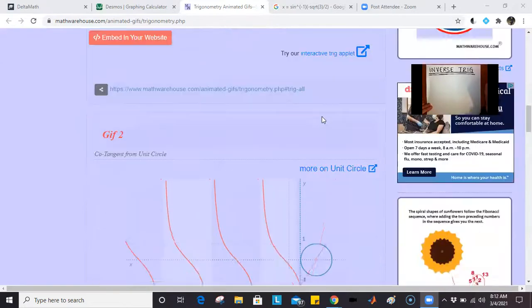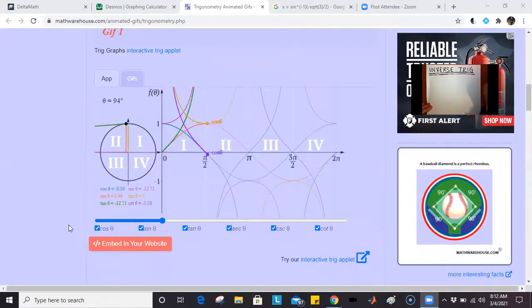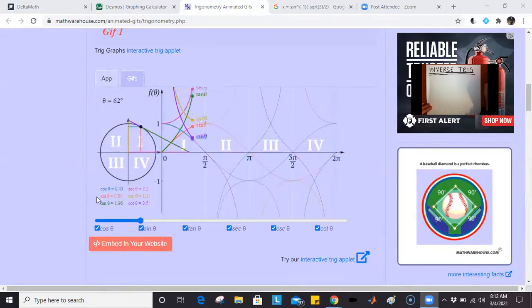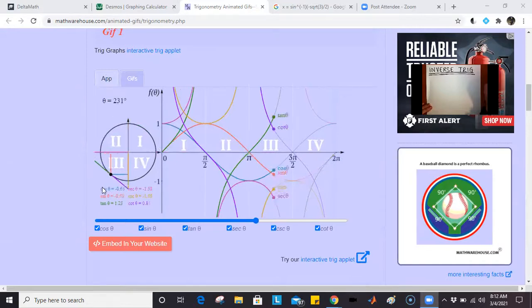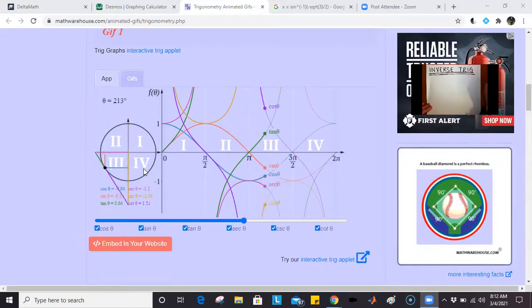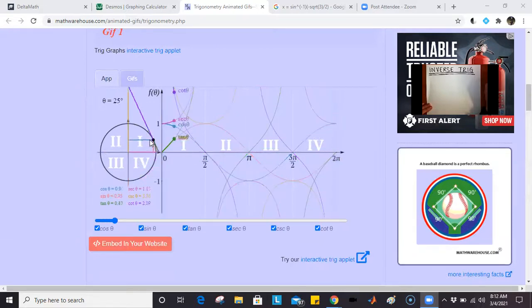And finally, this last one I want to show you has all 6 trig functions mapping out here as this dot is walking around the circle, but I want you to pay close attention to where sine and cosine and tangent are positive. So right here, cosine is positive, and right there, cosine is positive. So cosine is positive in the first and fourth quadrant, which makes sense because cosine is the x value and x is positive in the first and fourth quadrant.